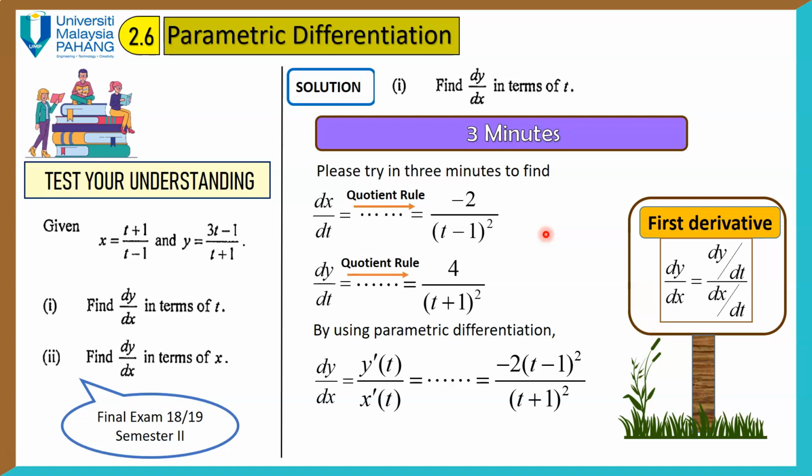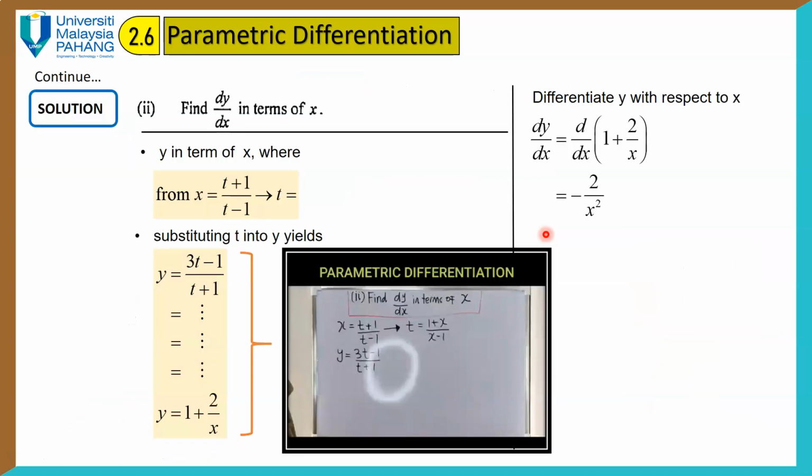Okay, so now let's look at how to solve the second problem. In this case, you are asked to find dy/dx in terms of x. As I mentioned previously, first you must have your x defined as given, and then you must rearrange to get your t in terms of x, and then you substitute t into your y before you can differentiate your y. For this part, I prepared a video here, so let's look at this video.